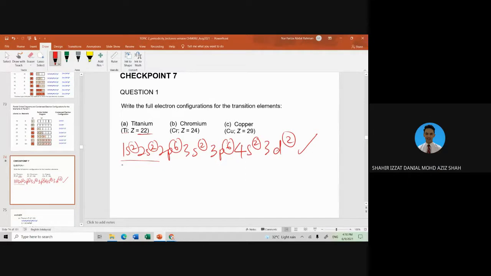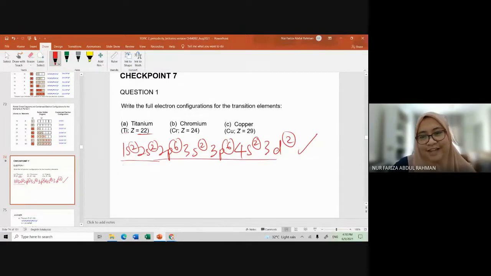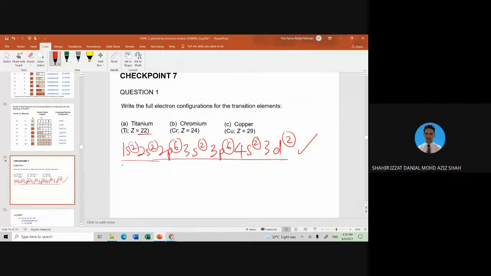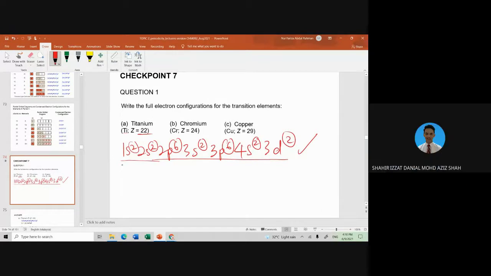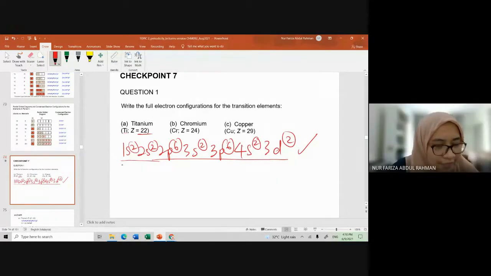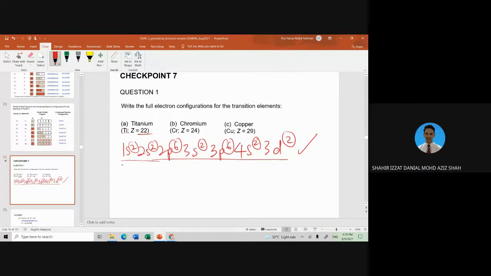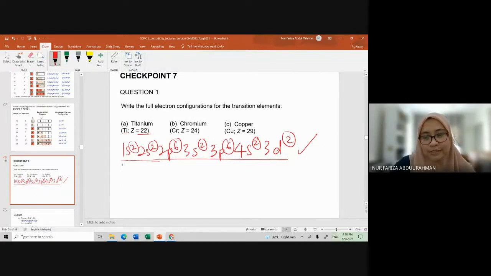You have this electron configuration already in the slides. I already showed it. Partial. 3d2. Is it 3d2, guys?